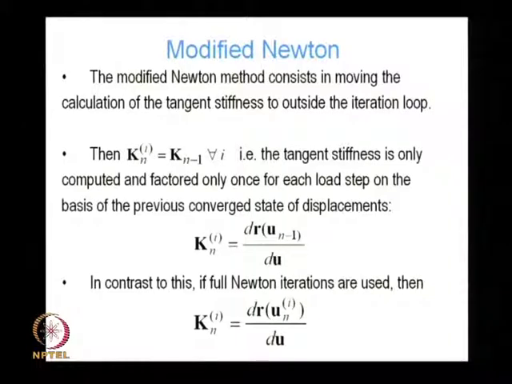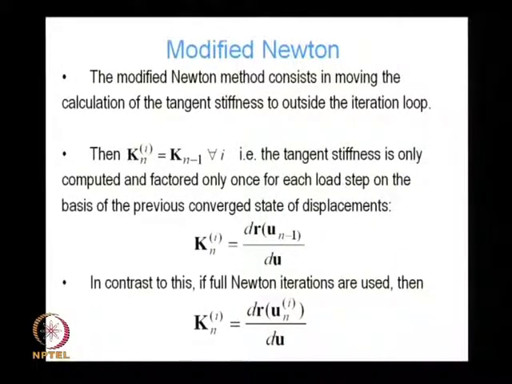The modified Newton method consists in moving the calculation of the tangent stiffness to outside the iteration loop. So, what do we mean by outside the iteration loop? Well, to put it in words very simply, it is this. Suppose I have my converged solution at increment 5. So, I know the solution at increment 5, I know u5, I know f5, and I know f6, I am interested in knowing u6.